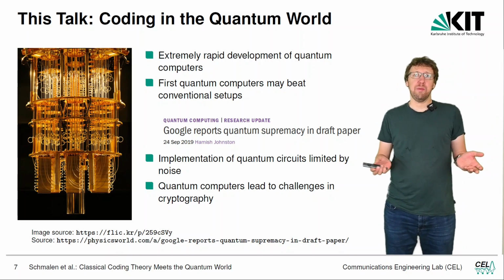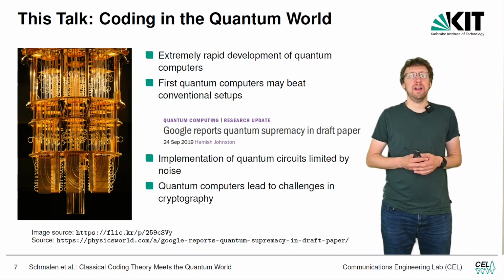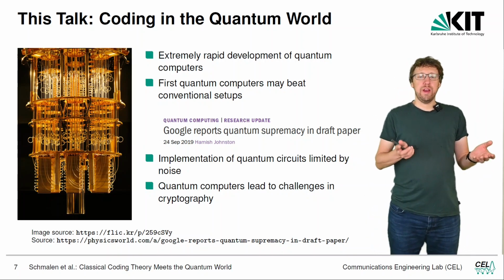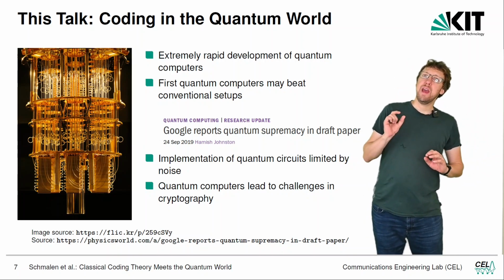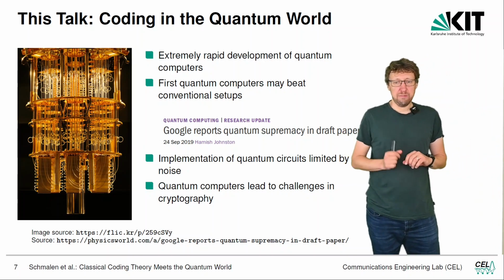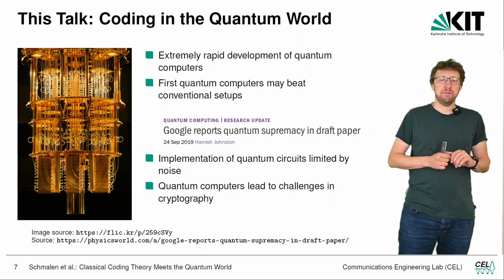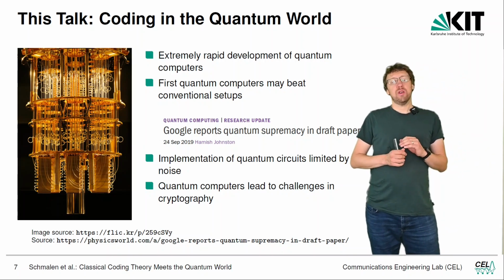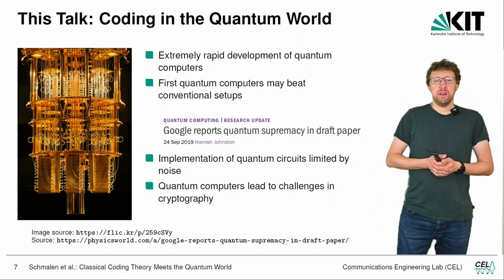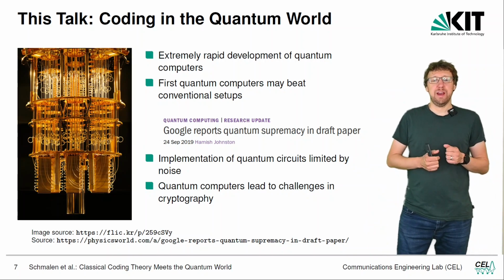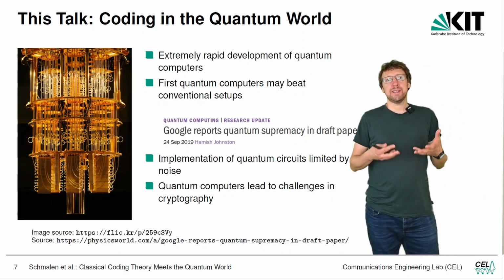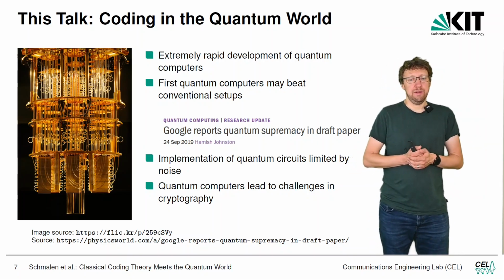So in the last couple of years, we have seen a rapid development of quantum computers. And we now are in a situation where first quantum computers may, with a little star, beat conventional setups. We're not fully there yet, but we're on a good way. However, the quantum circuits we implement are heavily affected by noise. And this is why we need some kind of error correction on a circuit level.